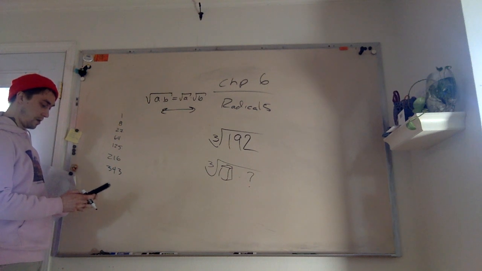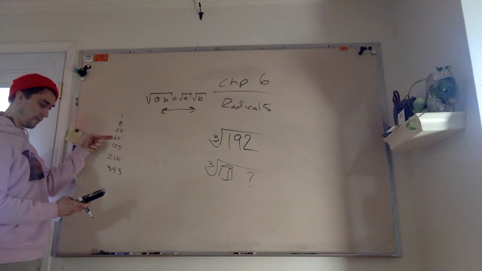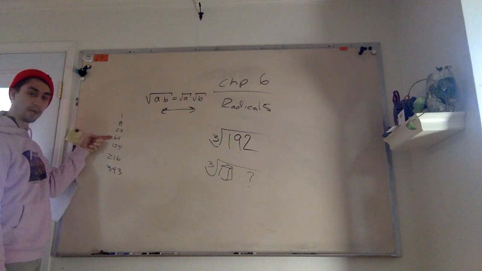Does 125 divide evenly into 192? No. Does 64 divide evenly into 192? Yes. 64 times 3.